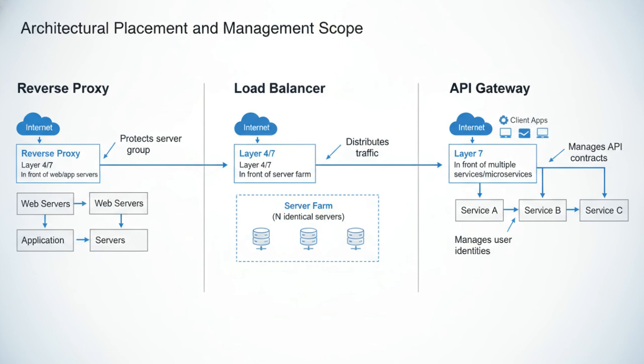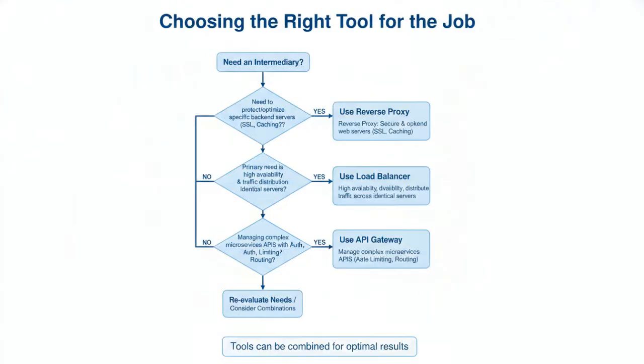The API gateway, on the other hand, operates at the application layer, layer 7, and is positioned in front of multiple different services, especially within a microservices ecosystem. Its scope is much broader, managing not just traffic, but also API contracts, user identities, and cross-cutting concerns across various services. Deciding which component to use often depends on your specific needs.